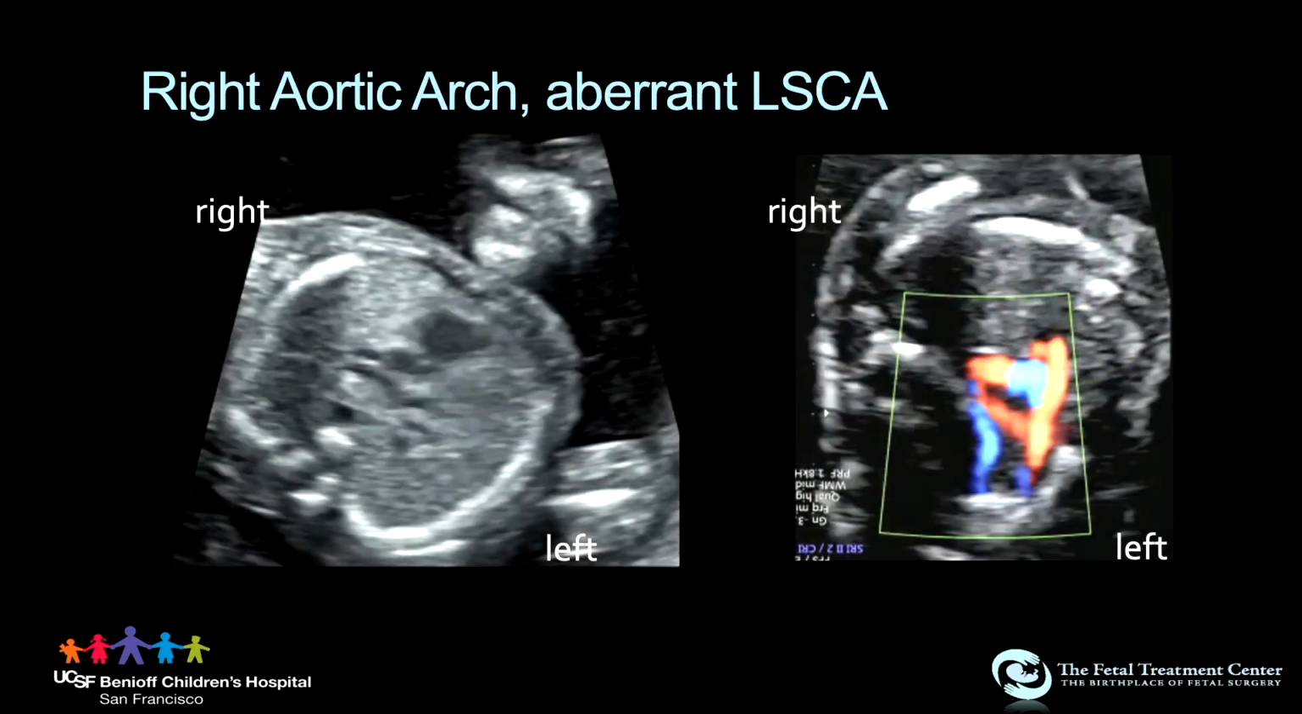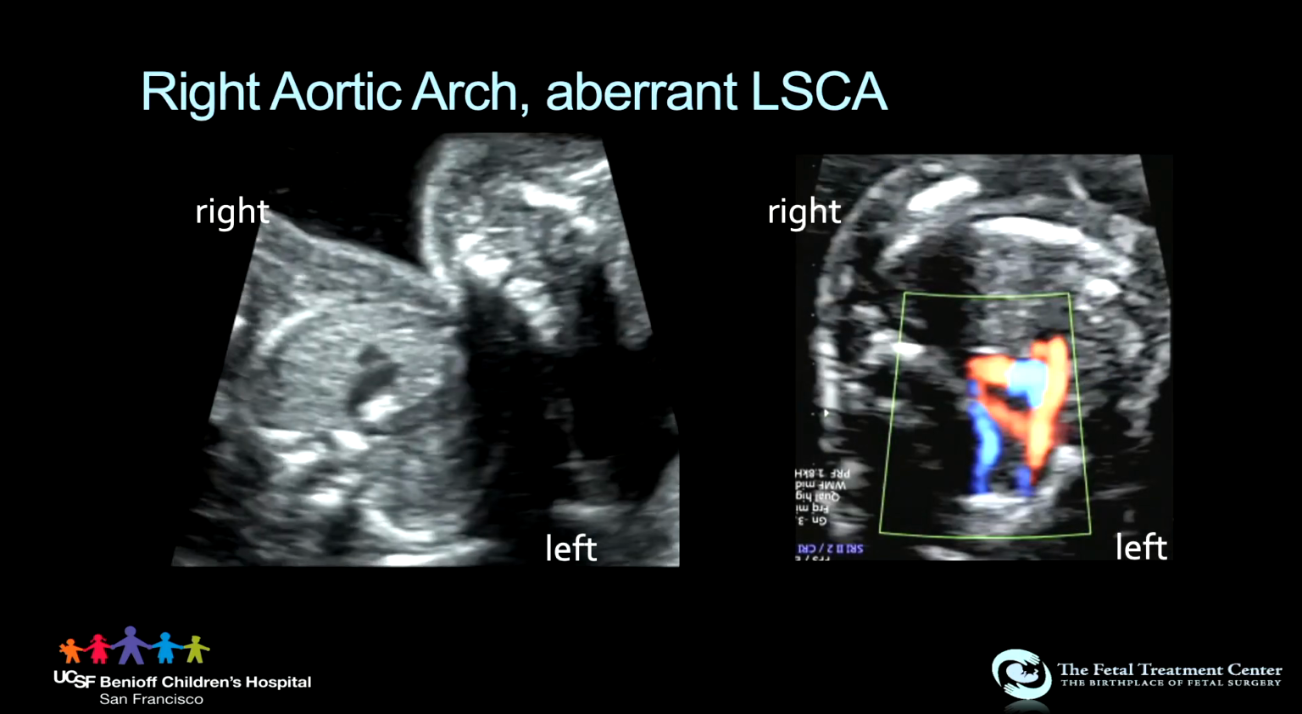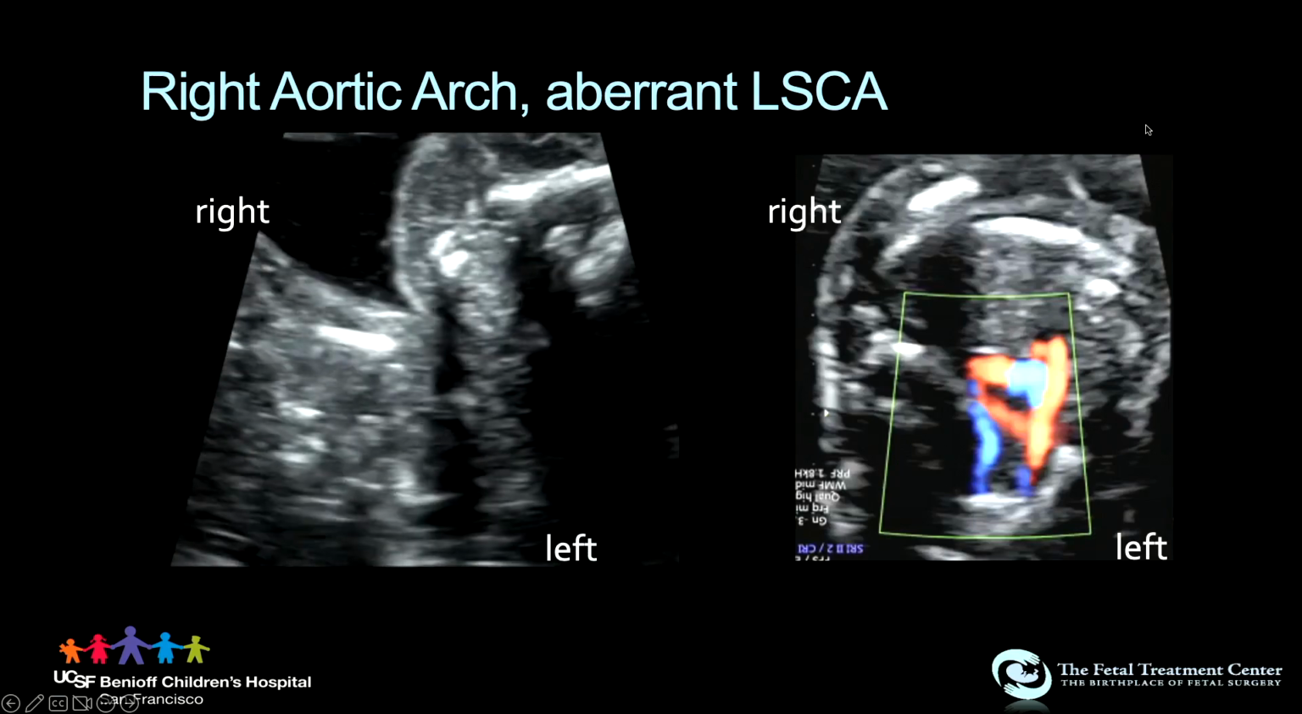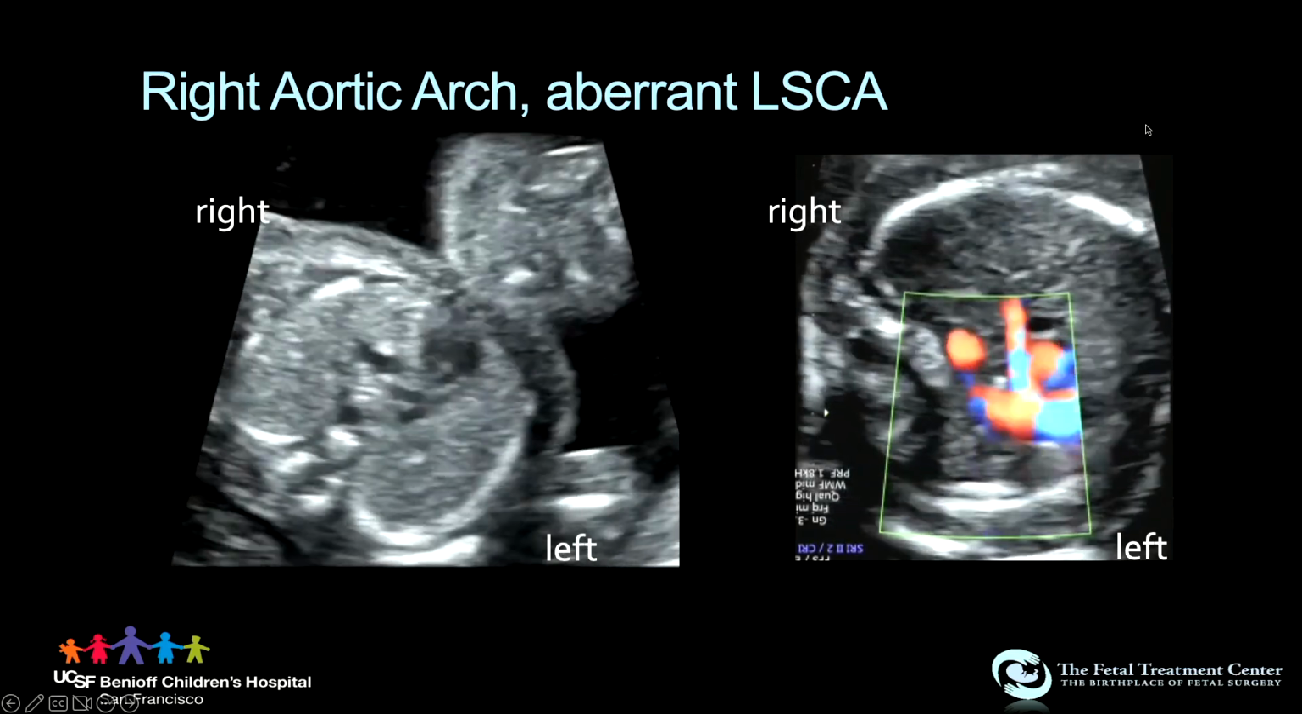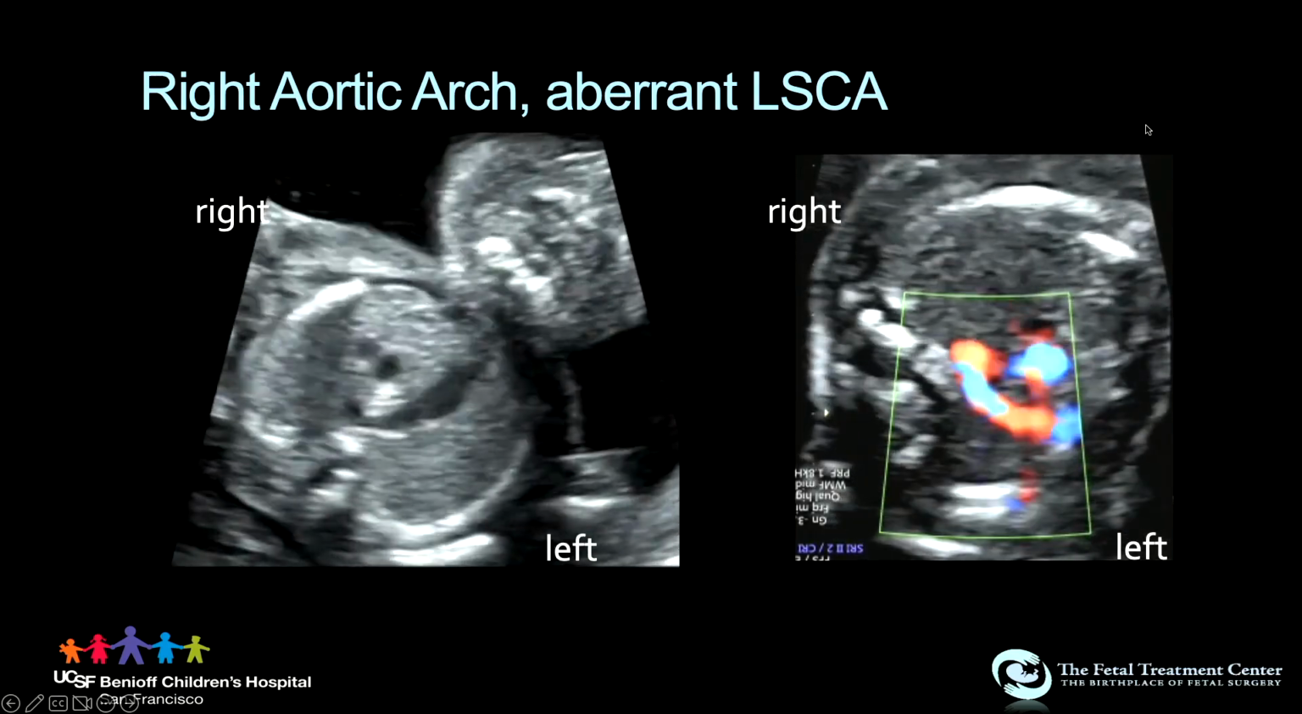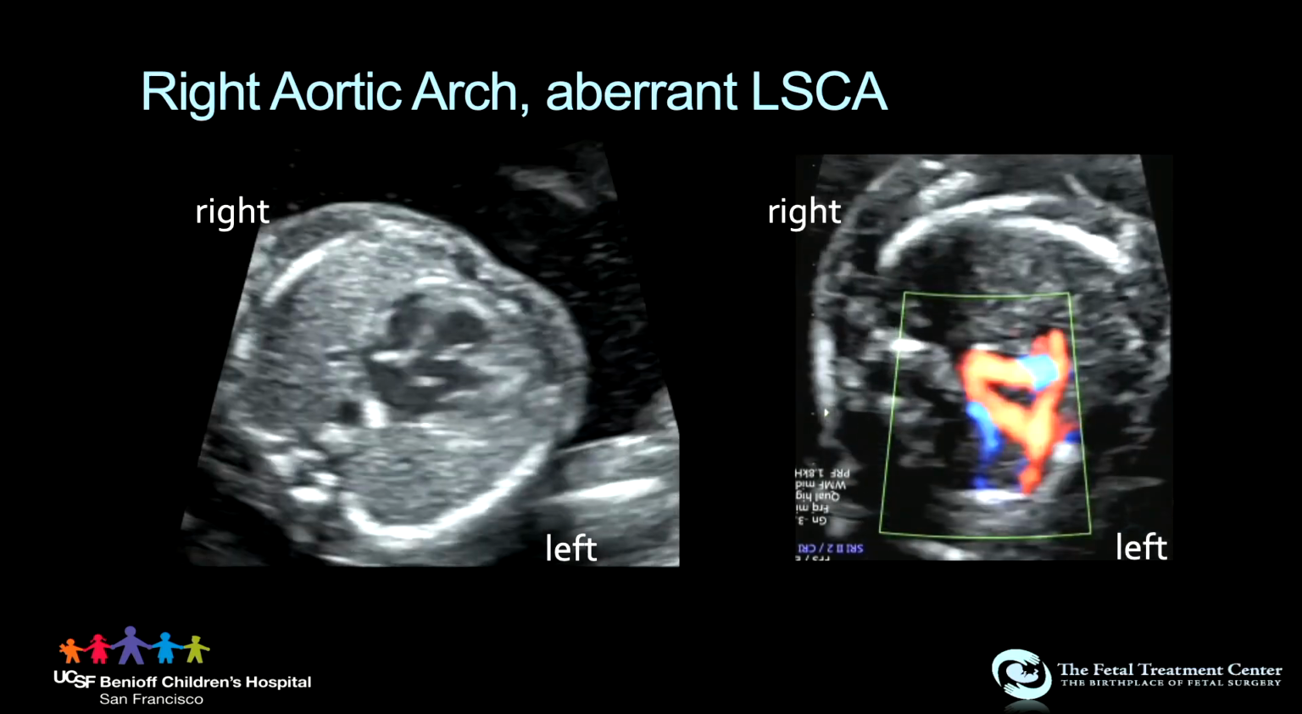In contrast, when you are sure that there's a right aortic arch, you should look at the head and neck vessels to see if there is a potential for a vascular ring in the form of an aberrant left subclavian artery. And for this, you do definitely need color, I think, to diagnose this because it's hard to see by 2D.